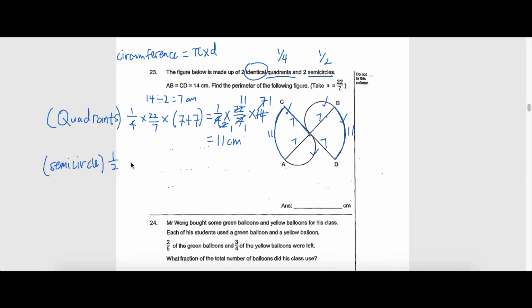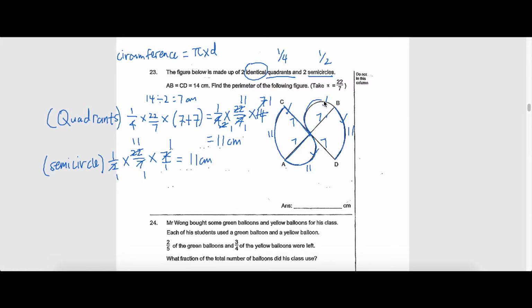Semicircle means half times pi times, what's my diameter? My diameter is 7. Okay, so I can just do it from here. 2 I can divide and get 11. 7 cross cross, I get 11 again. So the curved side of my semicircle, it's somehow 11.